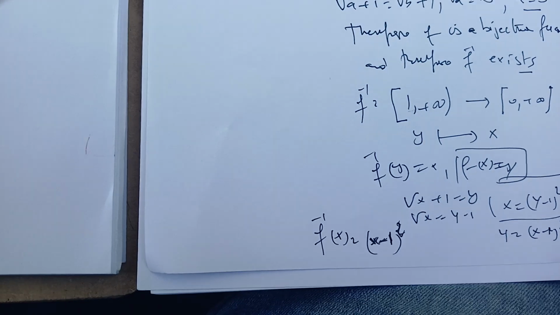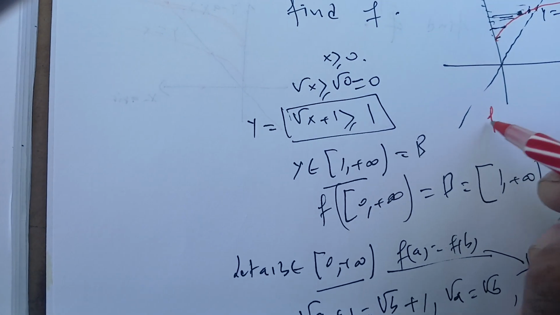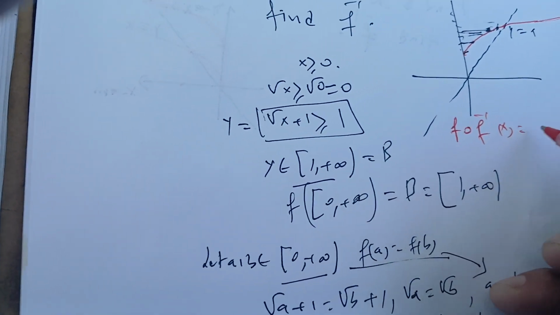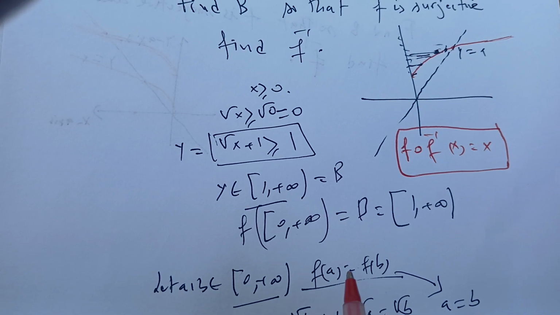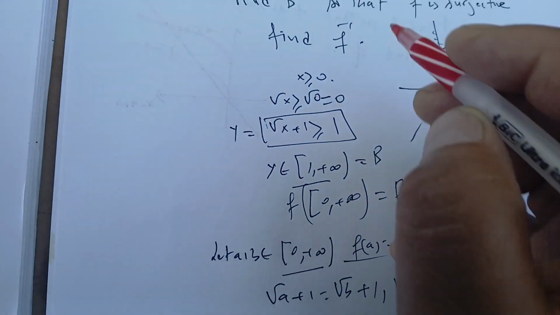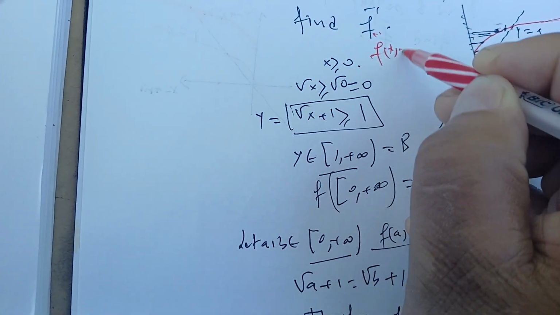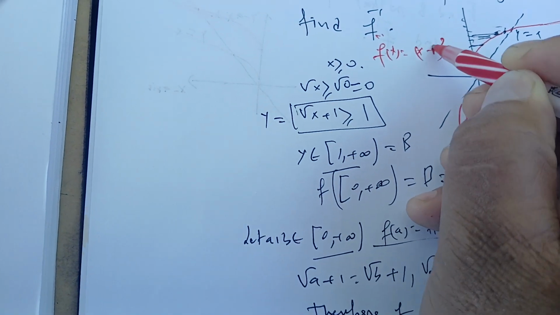To make sure that we got the right thing, we need to check that f of f inverse of x is just x. And once we do that, we get this result. That means the f inverse of x is just x minus 1 squared.